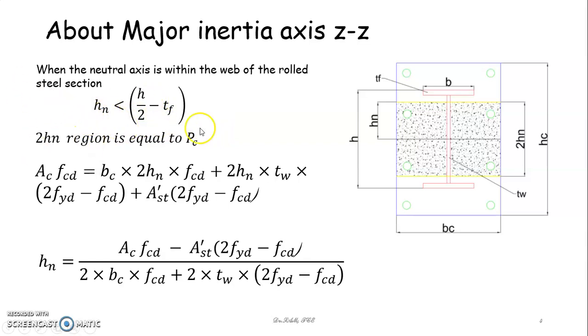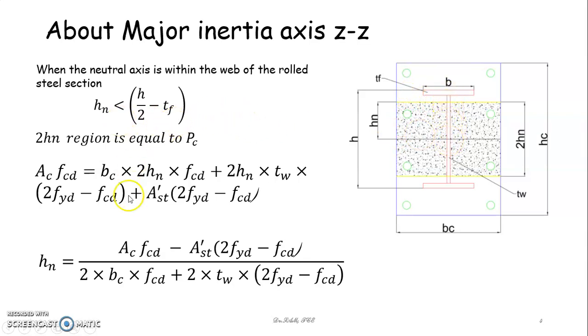So here what I am doing is, from this I'm going to locate the location of the neutral axis in such a way that this is the height of the column. So height of the column divided by 2 minus TF. That means I am mentioning my HN should be within this region.